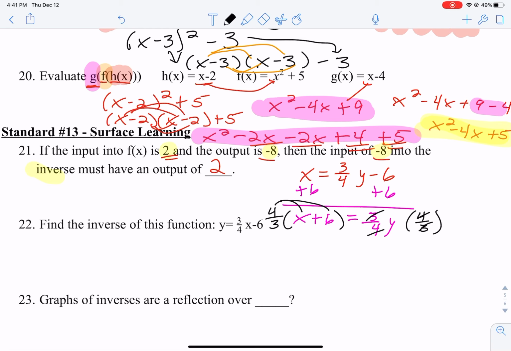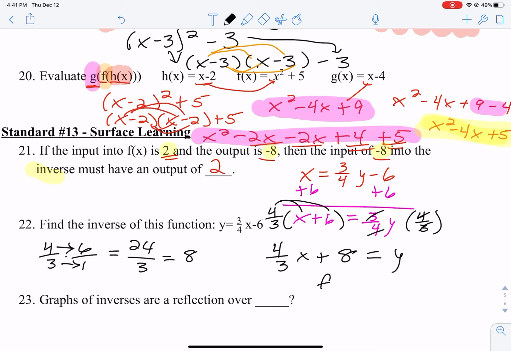This can be written in 2 ways. The answer might be 4/3 x plus, let's see, 4/3 times 6 over 1. So 4 times 6 is 24. 3 times 1 is 3. 24 divided by 3 is 8. So the answer would be 8. So this equals your new y, and remember we want to write it as the inverse, so 4/3 x plus 8 would be what we put down.